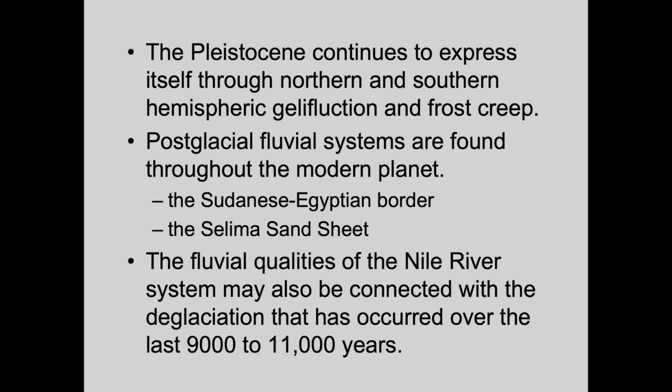An extreme example can be drawn from the landforms, the fluvial landforms that are associated with the Sudanese and Egyptian border in what is today North Africa. Satellite images in the early 1980s revealed buried, very deep flows of water that were associated with post-glacial fluvial actions, even in this area. This is unique because the border between these two countries is really today one of the most arid locations on the planet, referred to as the Selima Sand Sheet by modern geologists.